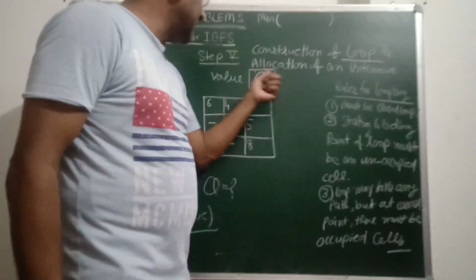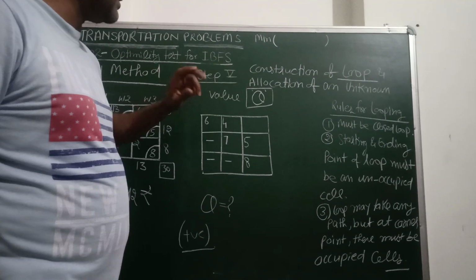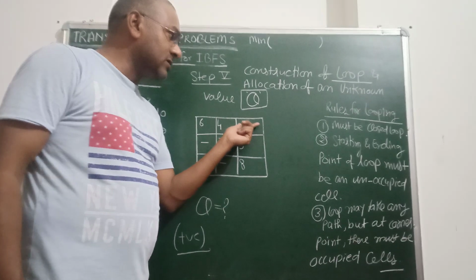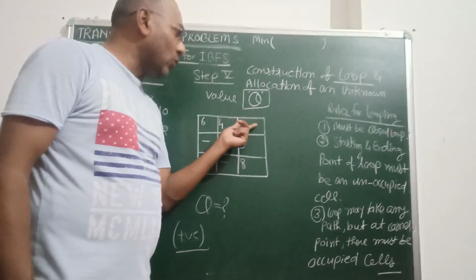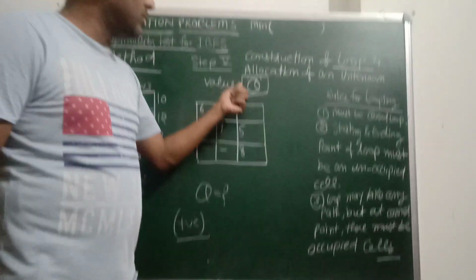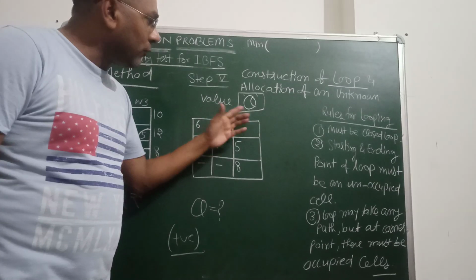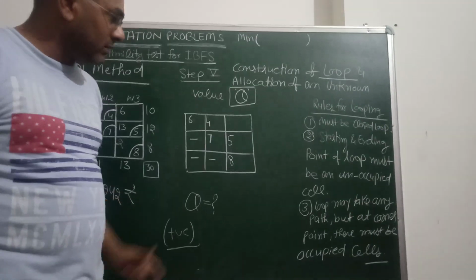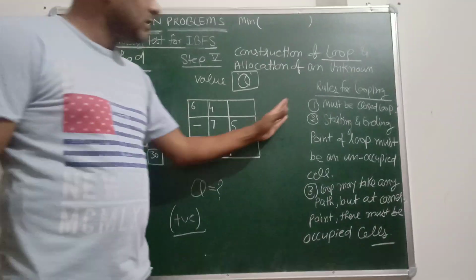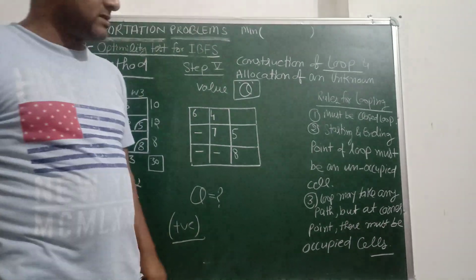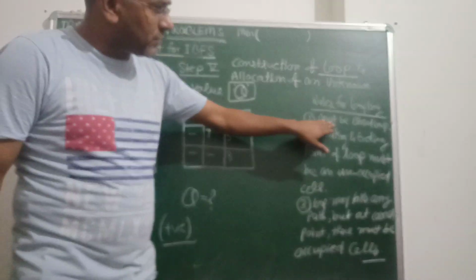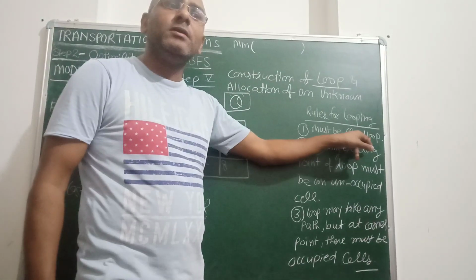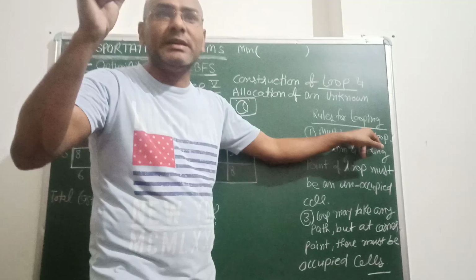As we saw in the previous step, under the value of Dij, in this cell the value is minus 13, so we will allocate some value here, for example theta. After putting theta here we will form a loop, and for the formation of a loop the following points must be remembered. First, the loop must be a closed loop, that is, it must end at the point from where it started.